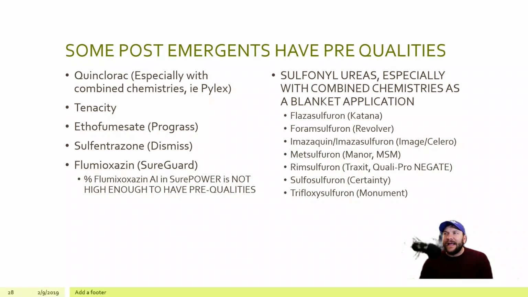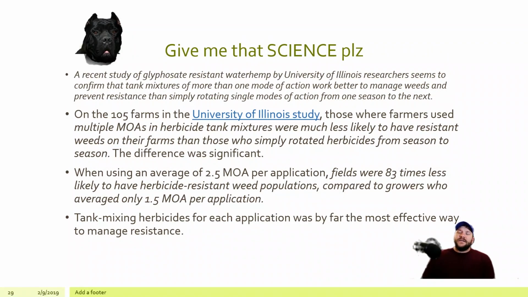Keep that in mind. So, combining those chemistries with something like prodiamine or Specticle with something with a blanket application of Katana or Solero or Manor, MSM, Certainty, Monument, all of those do good. So I talked about rotating herbicides, but the push will be to combine modes of action.